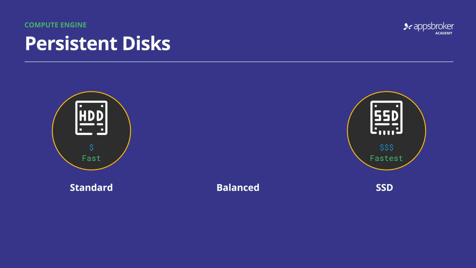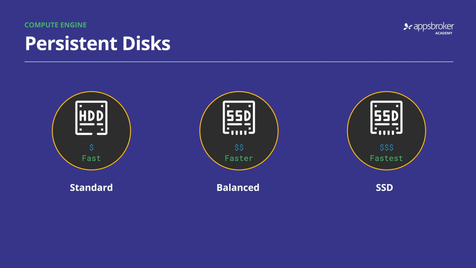And in the middle we have Balanced persistent disks, which are also backed by SSDs, but balance cost and performance to make them slightly cheaper. Which one you choose will depend on your workload and how performant you need your access to local storage to be. Each of these options can also be deployed as a standard zonal disk, existing in a single Google Cloud zone, or as a regional disk, automatically replicated across 2 Google Cloud zones.